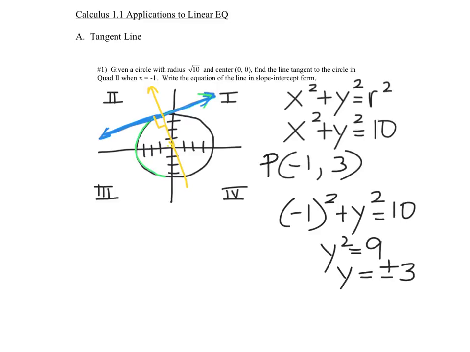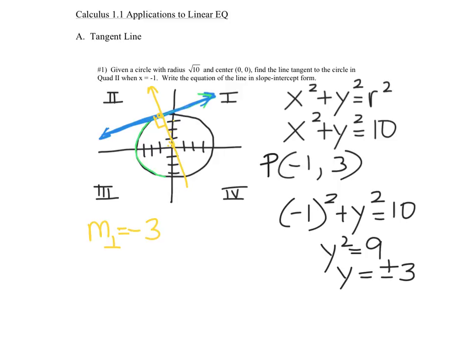Start at the origin, go up 1, 2, 3, and over 1. That's where that point is. It's at negative 1, 3. And so the slope is what? -3, right? So the slope of the yellow line, which is perpendicular, is equal to -3.